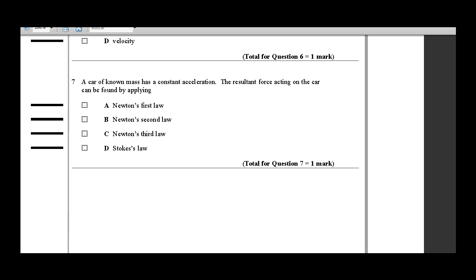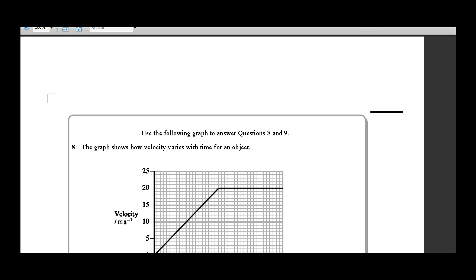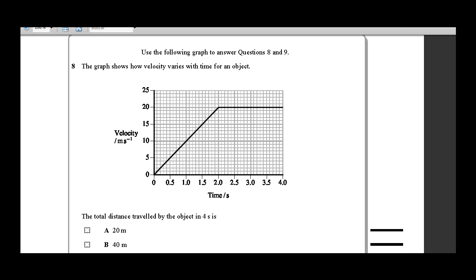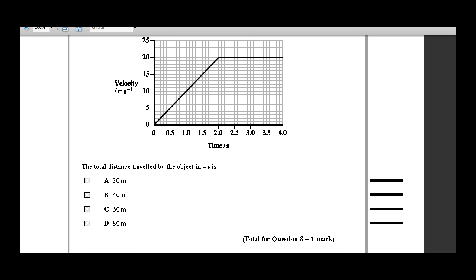Okay, so what's question 8? Use the following graph. That's a very important sentence. Use the following graph to answer both questions 8 and 9. So that's going to be in mind. It says the graph shows how the velocity varies with time for an object. So velocity is going up at a steady rate, meaning constant acceleration, and then it is a constant velocity for the remaining of the time. And it says the total distance traveled by the object in 4 seconds is how much?